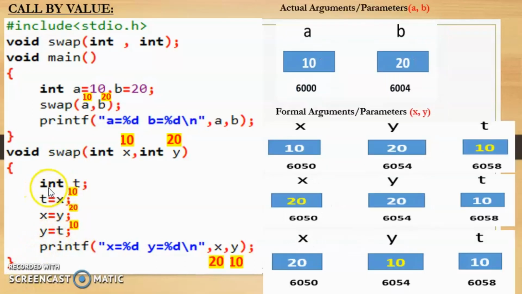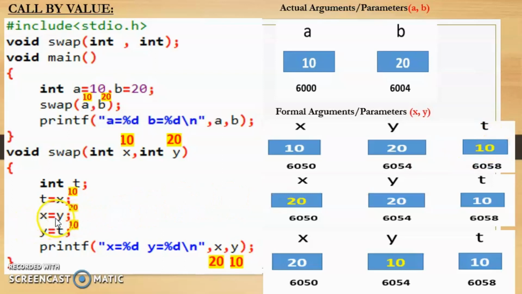So first we will declare an integer variable t. Once we declare a variable, it will be stored in the memory at a particular address. Then we will assign the value of x to this variable t. The value of x was 10. So after this statement, t will be assigned the value 10.